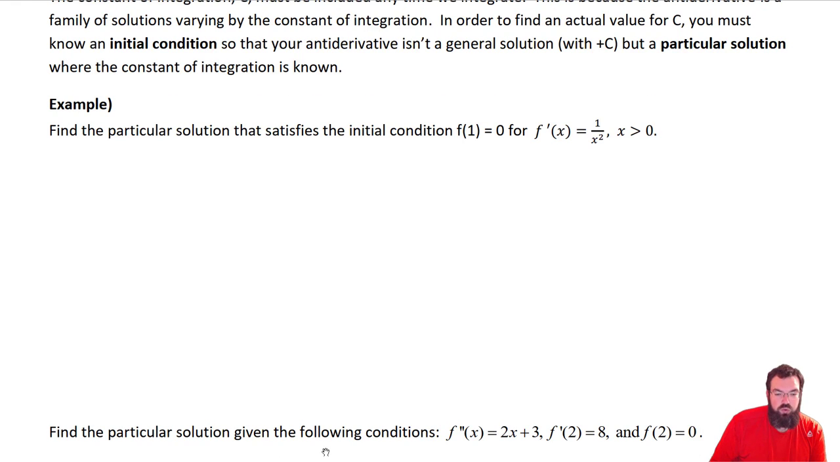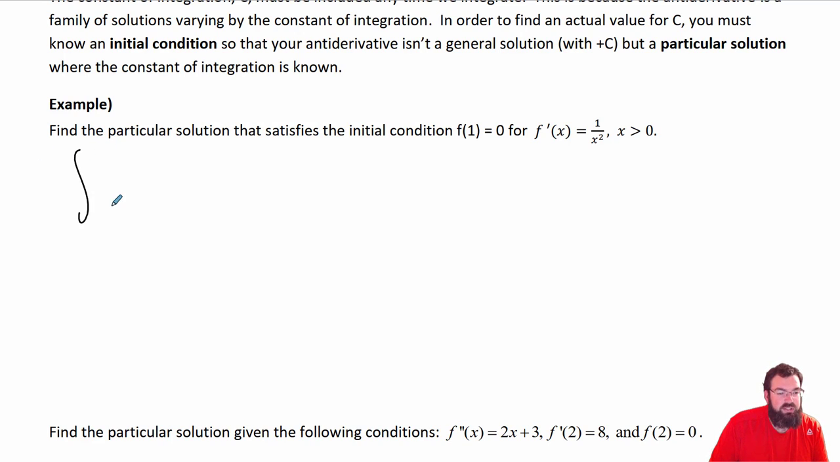There's only 2 problems here, and that's it. And it's another short video. Dang, I'm a boss here. Find the particular solution that satisfies that initial condition for the derivative of f equals 1 over x squared. x has to be greater than 0.